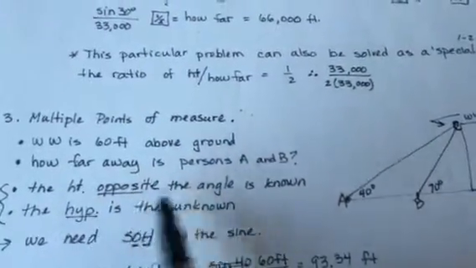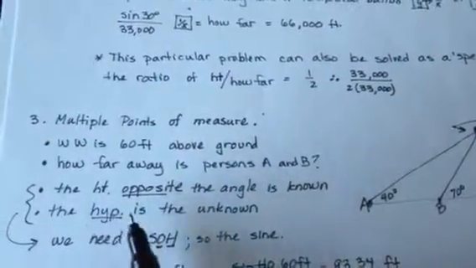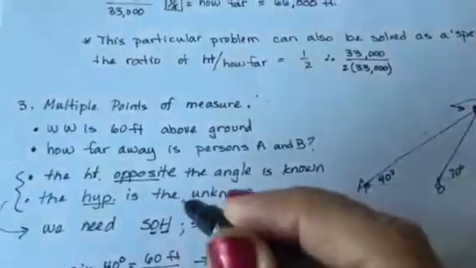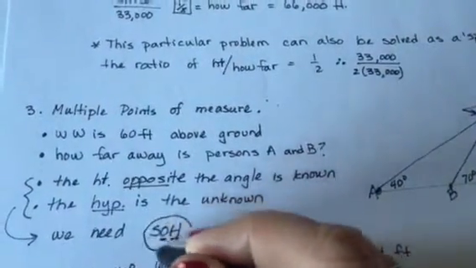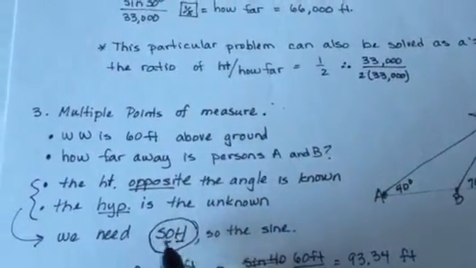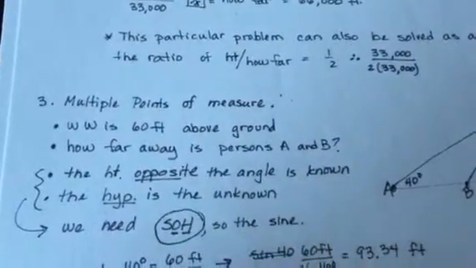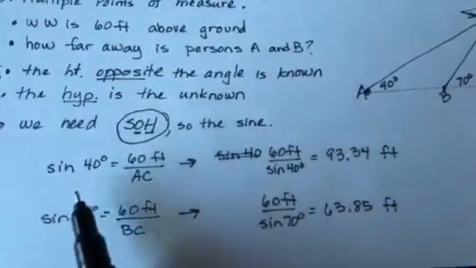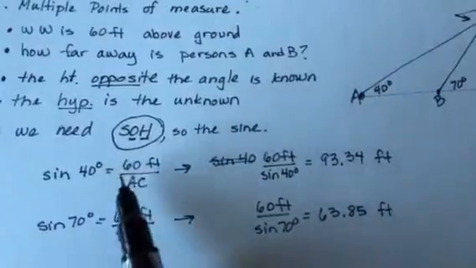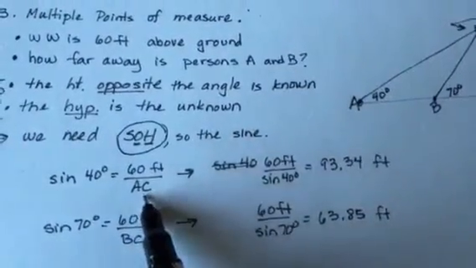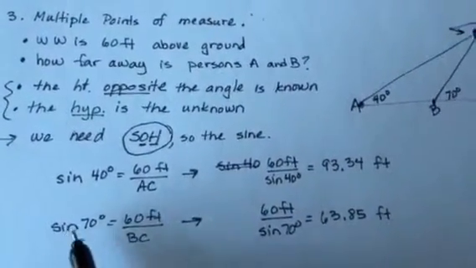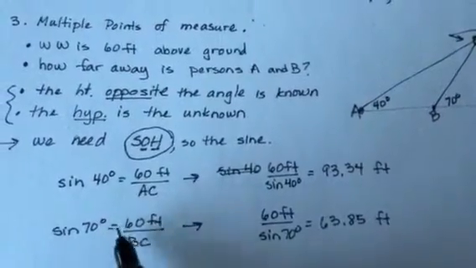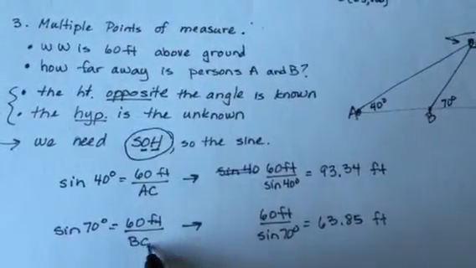The height opposite the angle is known. The hypotenuse is known. So, we are going to look for opposite and hypotenuse. So, for SOHCAHTOA, we're going to use the sine. So, we'll plug it in. The sine of 40 degrees equals 60 feet divided by AC. And let's do both of them at the same time. The sine of 70 degrees equals 60 feet divided by BC.